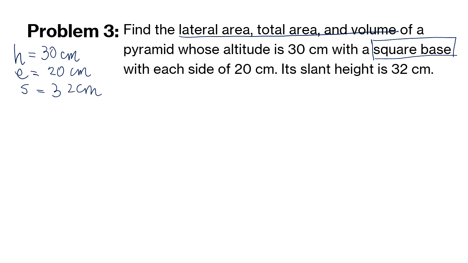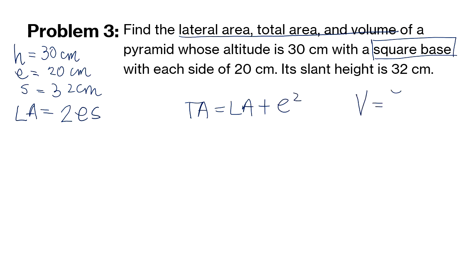Because this is a square pyramid, we have the following formulas. For lateral area, we have lateral area is equal to 2 times the edge times the slant height. Total area is equal to lateral area plus the square of the edge. And volume is equal to the square of the edge times the height divided by 3.